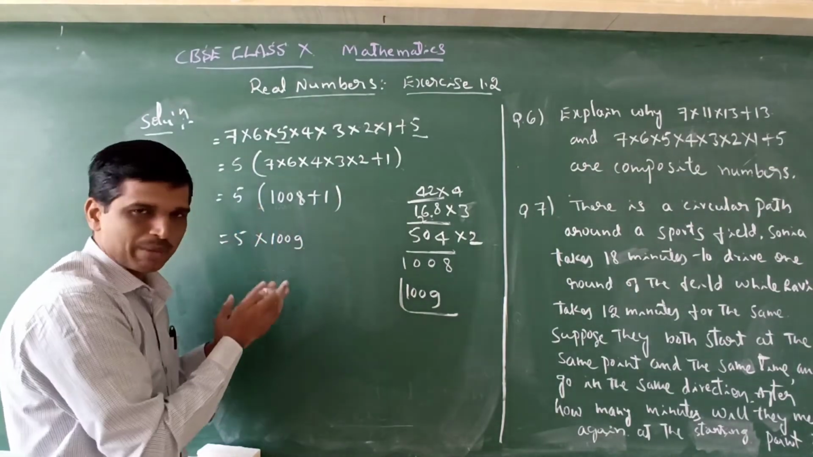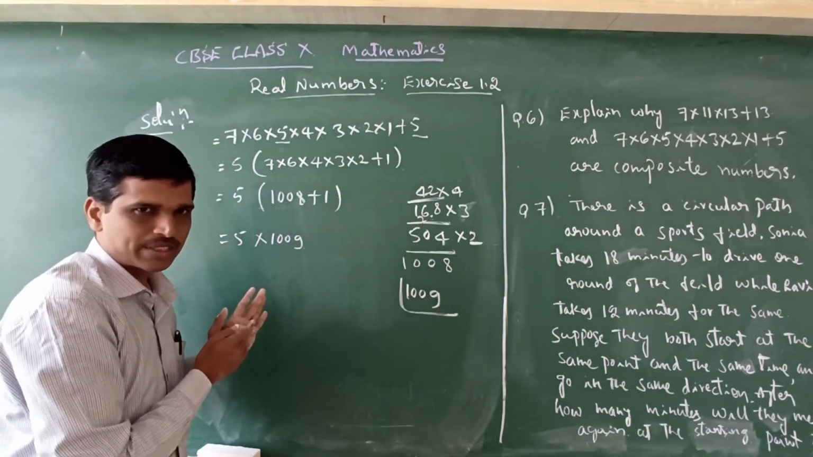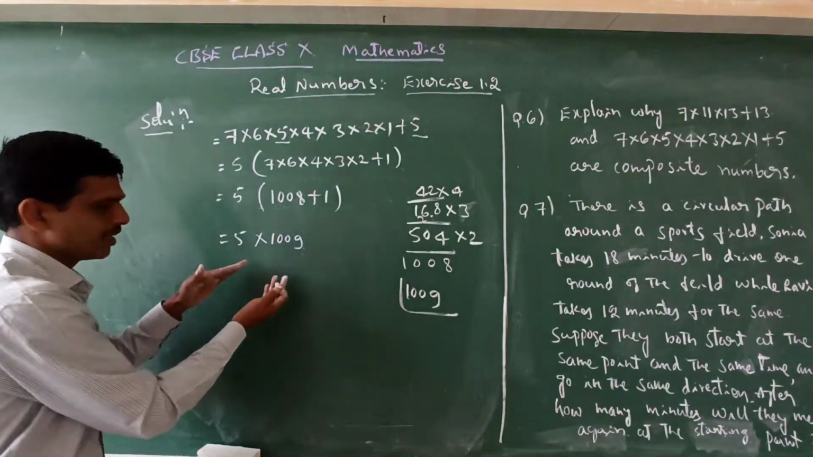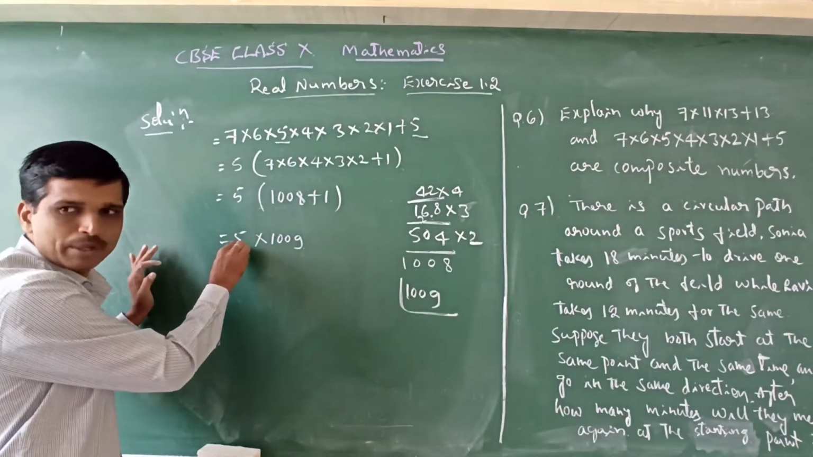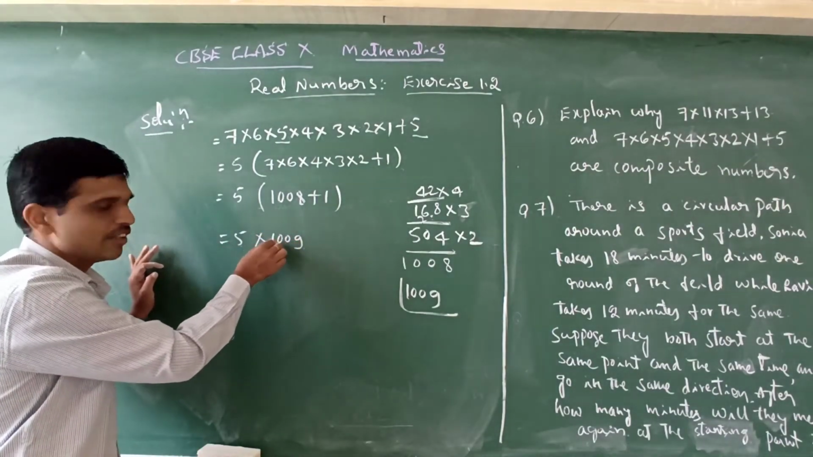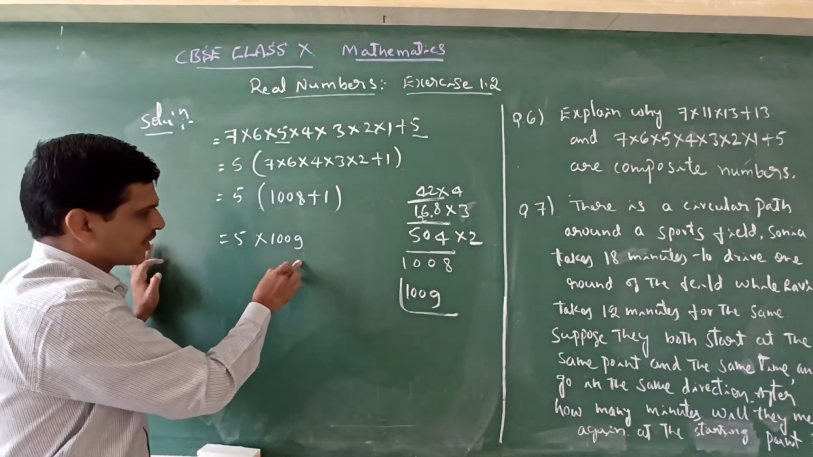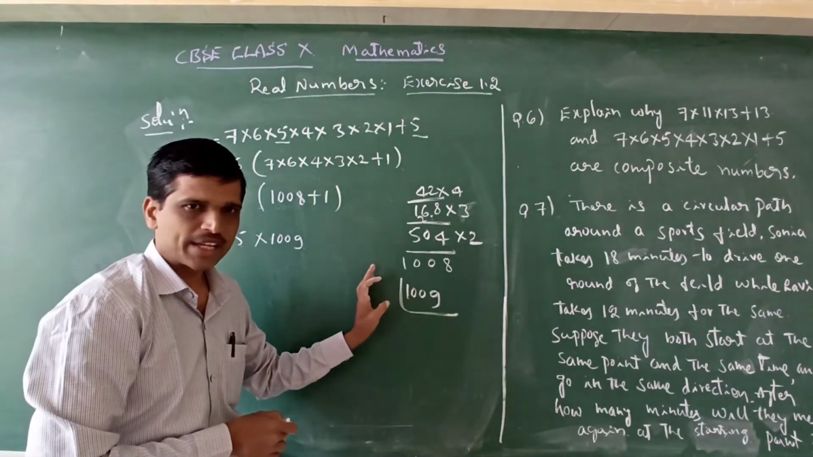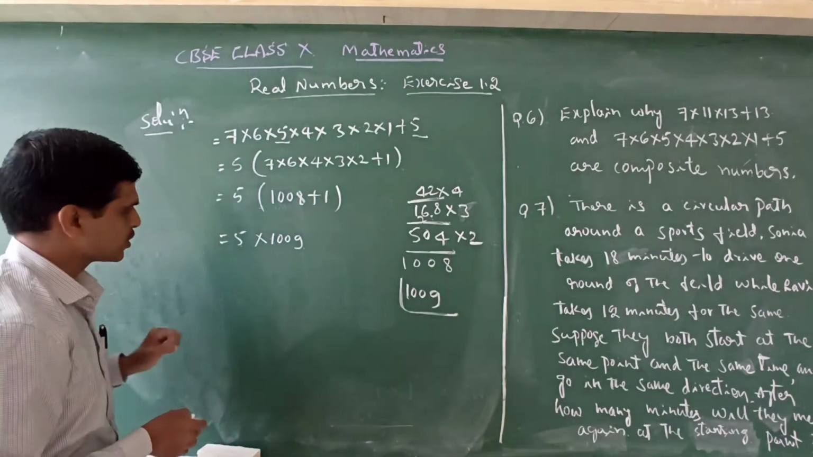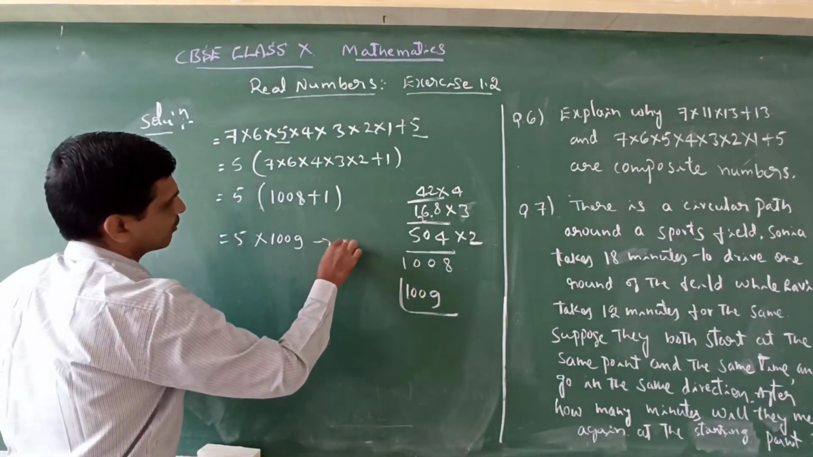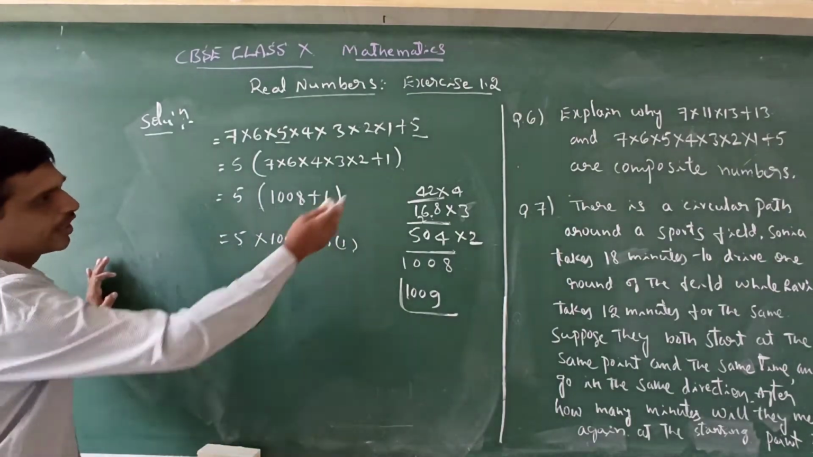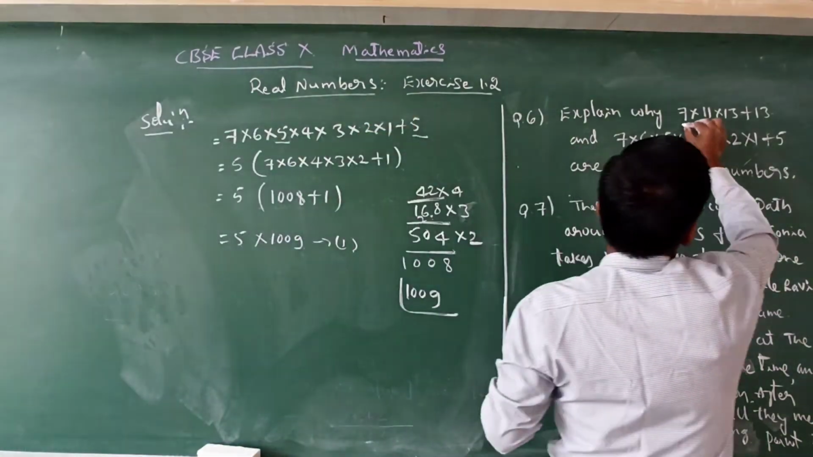Means some prime numbers are also there, some composite numbers also there. So that is why it is clearly understood. 5 is a prime number, 1009 is also one of the numbers. If you factorize it further, some composite number comes again, and further prime numbers also come. That is why the first one is over. Now take the next one.